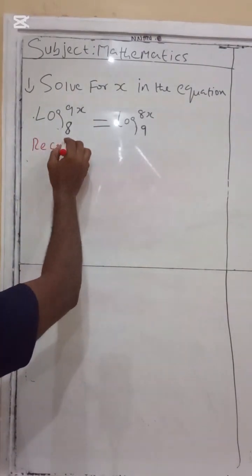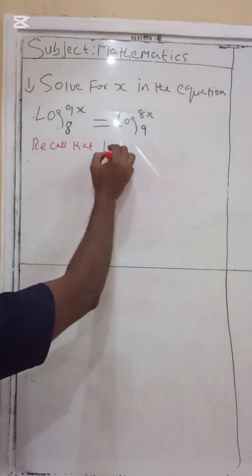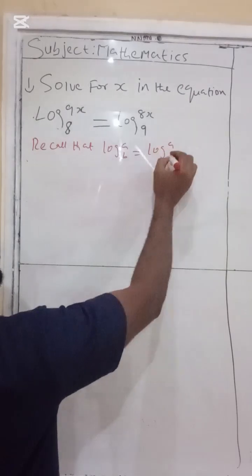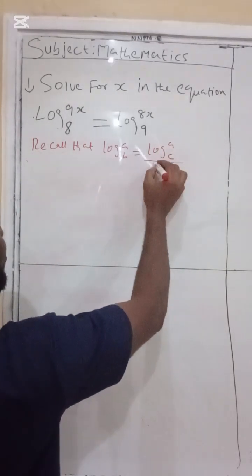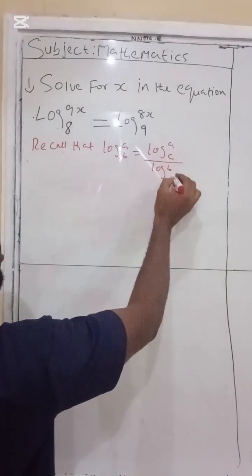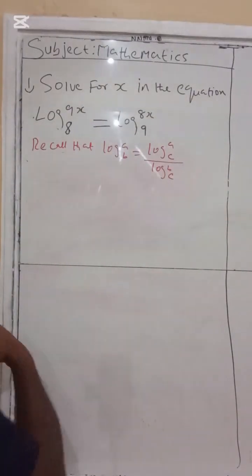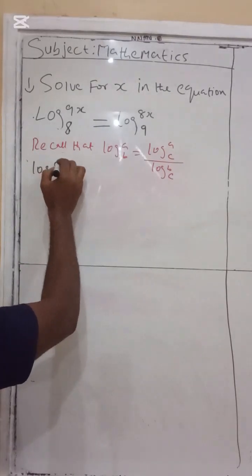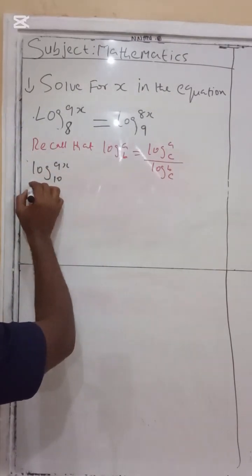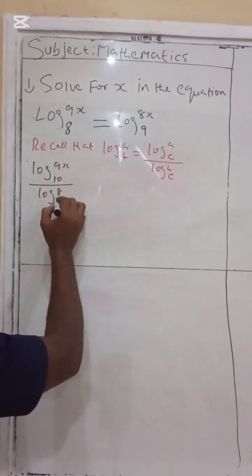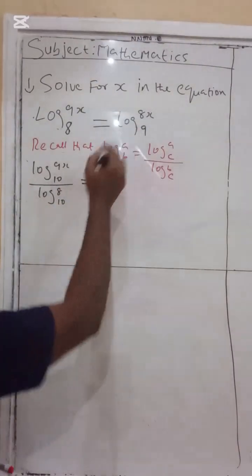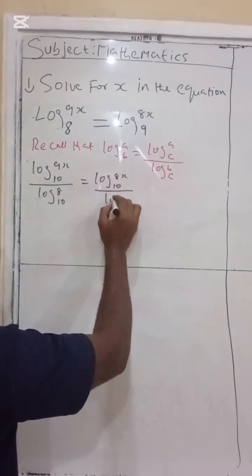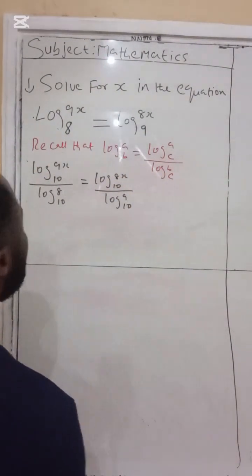Recall that log a base b equals log a to common base c, all over log of b to common base c. So when we transform this to common base 10, we're going to have log 9x base 10 all over log 8 base 10 equals log 8x base 10 all over log 9 base 10.